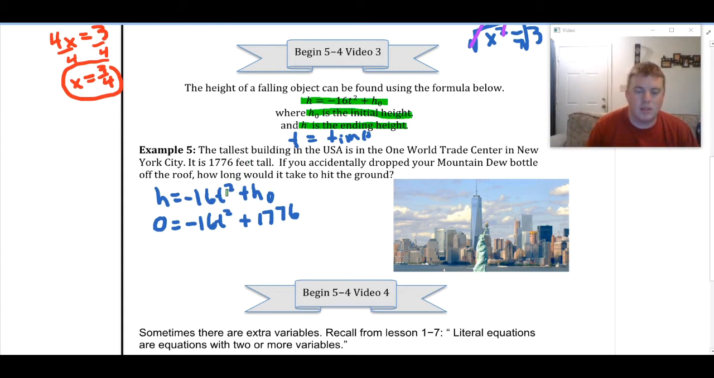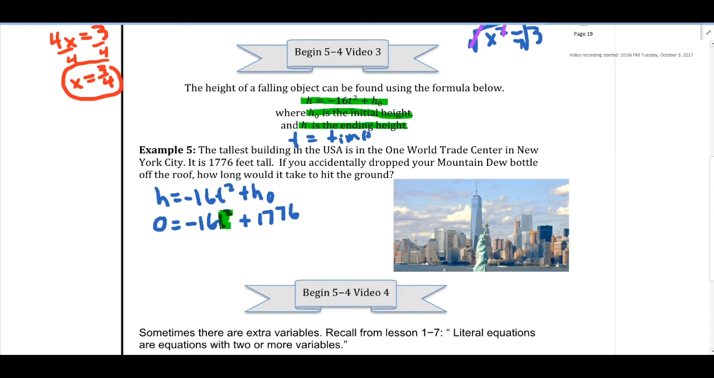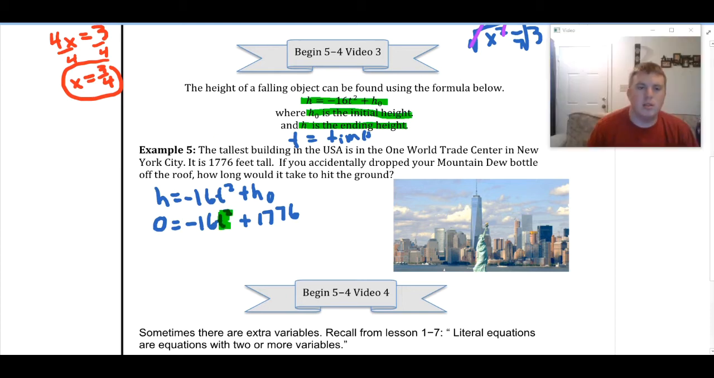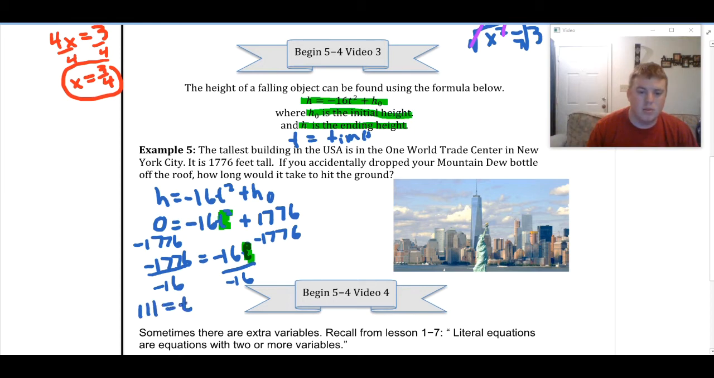So we're going to go about this now just like we were doing in the examples that were just the basic equations. We want to get the variable by itself. So the t squared, the squared is only with the t, so we want to get that piece alone before we take the square root. To do that, we would subtract 1776 from both sides, and we would get 0 minus 1776 is going to be negative 1776 equals negative 16t squared. Remember, we are still trying to get that t squared by itself, so we would divide both sides by negative 16. When we do that, we're going to get 111 is equal to t squared.